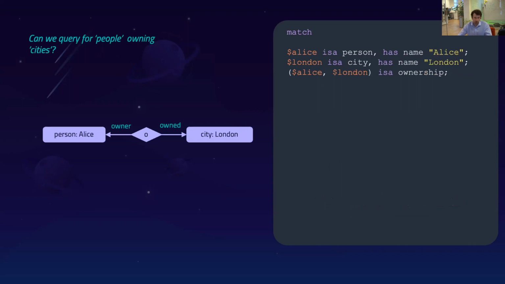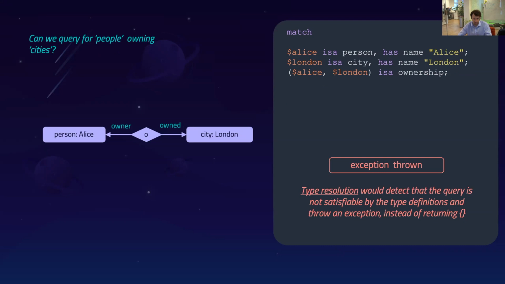And then how do we query? So for example, here we're querying. So let's say we have a model. Can we query for people owning cities? We can't. So type resolution would detect that the query is not satisfiable by the type definitions and throw an exception instead of returning an empty set.